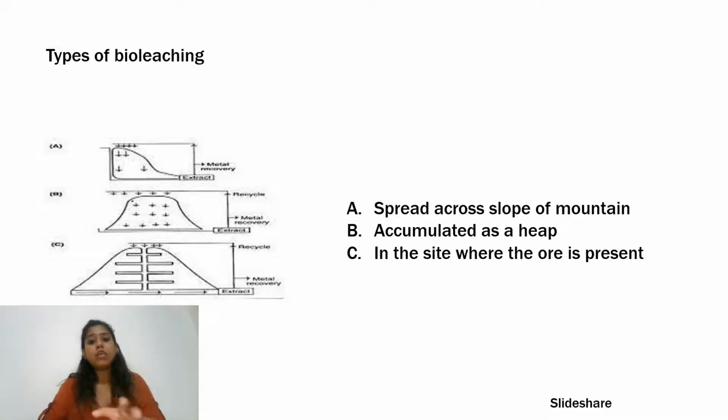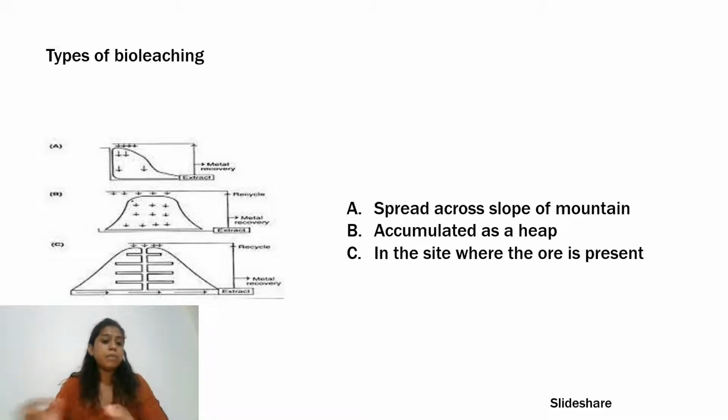They spread the ore in a slope-like fashion along a mountain or along a vast area, and the indigenous microorganism in that region is stimulated so that it can oxidize the metal along the slope, and then it is extracted. The second case is heap bioleaching.